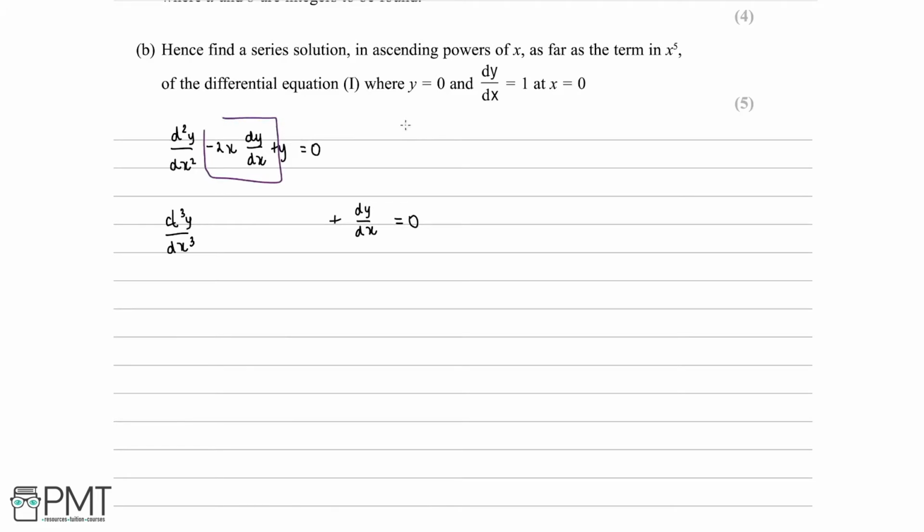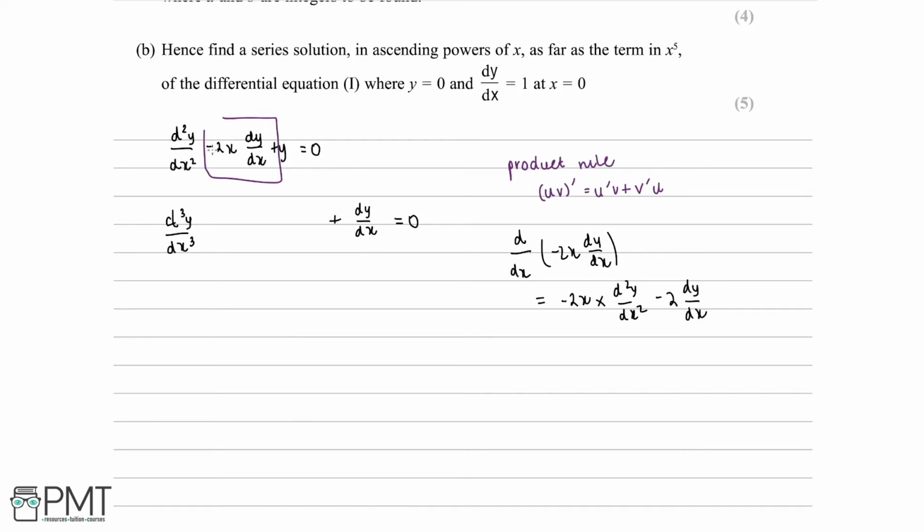In order to differentiate 2x multiplied by dy by dx, we need to use the product rule, which states that the derivative of uv is equal to u dash v plus v dash u, where u dash and v dash are the derivatives of u and v respectively. So thus, our derivative of minus 2x multiplied by dy by dx will be equal to minus 2x multiplied by the derivative of dy by dx, which will just be the second derivative of y, minus 2 multiplied by the derivative of x with respect to x, which will just be 1, multiplied by dy by dx.